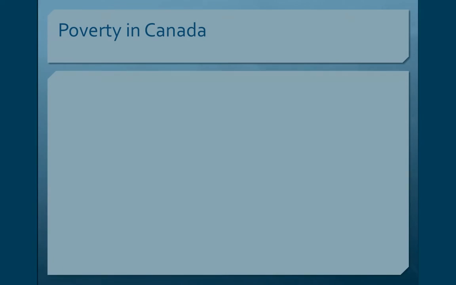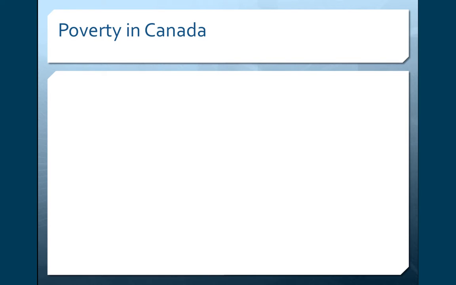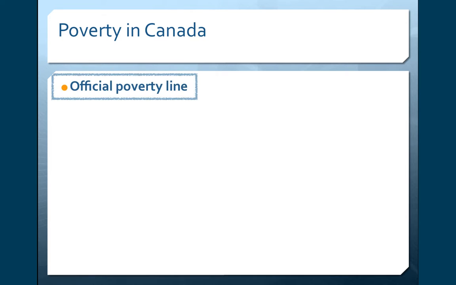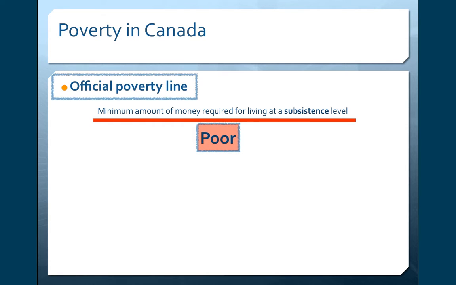Okay, we're going to look at poverty in Canada, and there is what's known as, or at least we think there is, an official poverty line, and this is based on what is considered to be the minimum amount of money required for living at a subsistence level in Canada. But Canada has no official definition of poverty. There's no official way of measuring poverty and no official poverty line. But when you think about the subsistence level, what kind of living is that going to be?